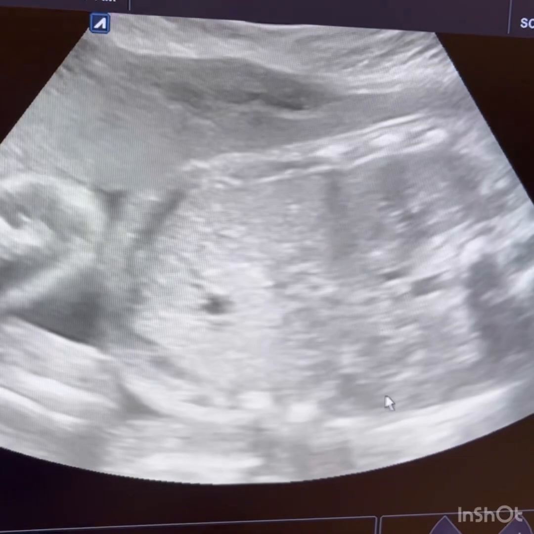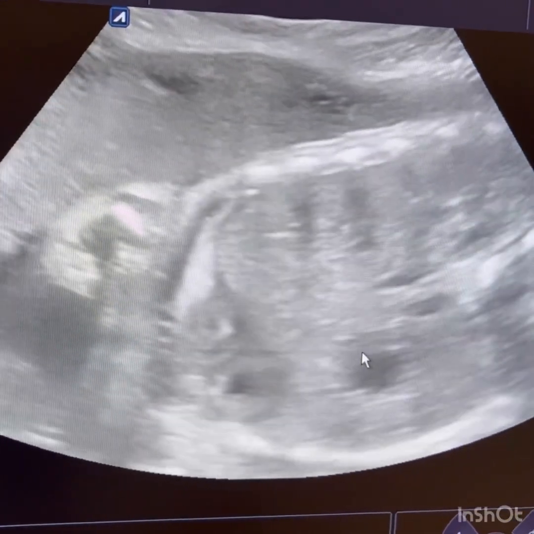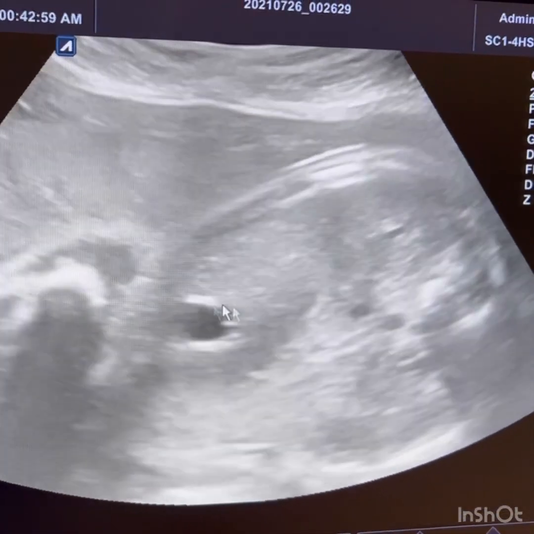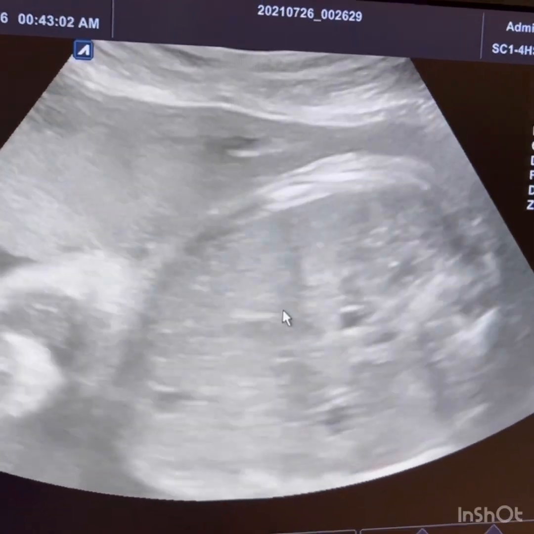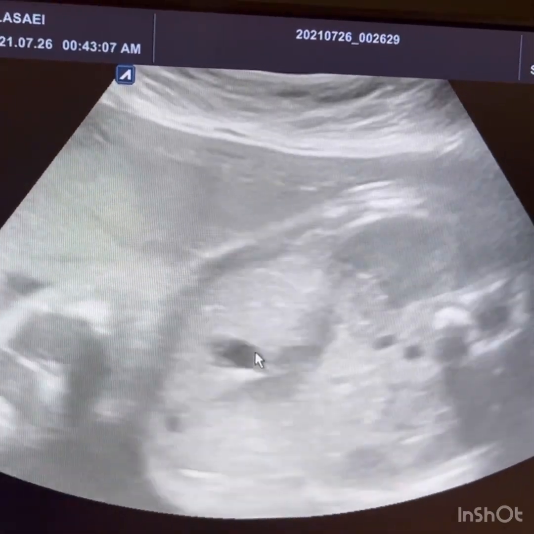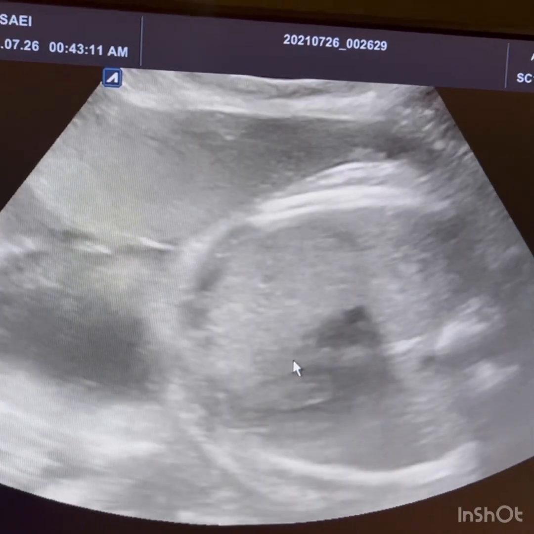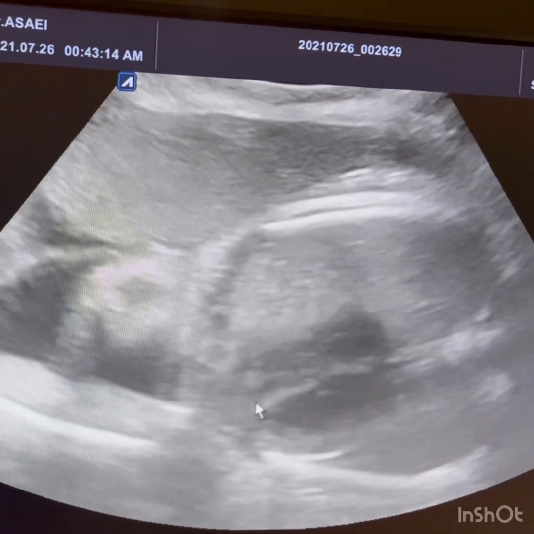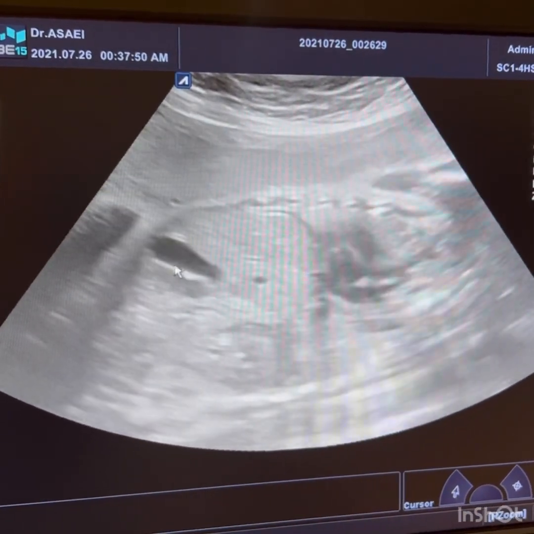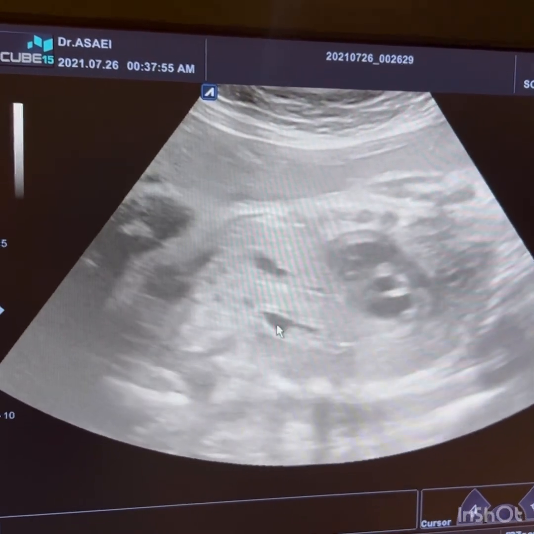Another clue is the left kidney. The stomach is adjacent to the left kidney, but the gallbladder is far away from the right kidney. Here is the stomach, but here is the gallbladder. And here we can see the heart and its axis. In transverse view, we can also see that the gallbladder is more anterior than the stomach here.